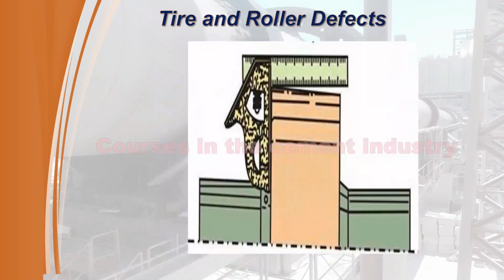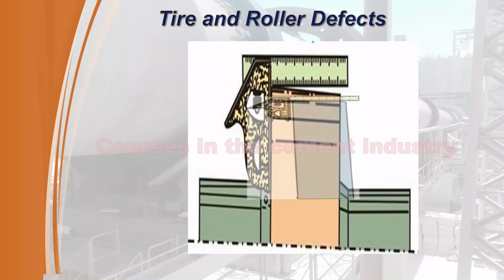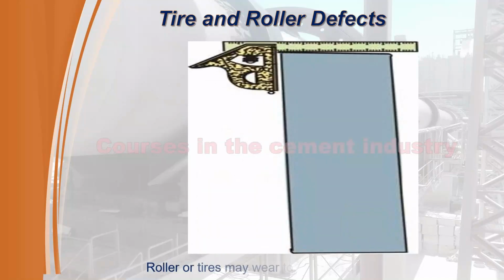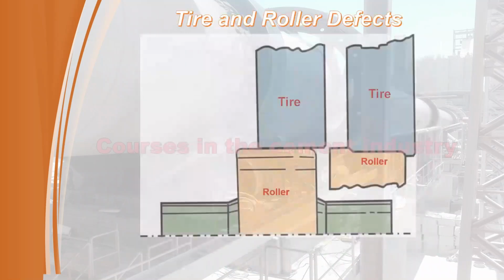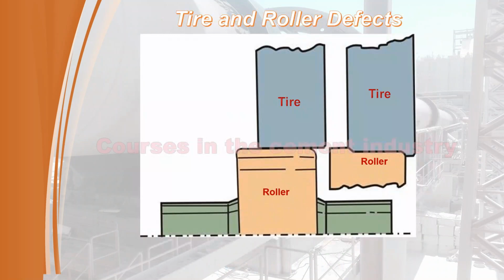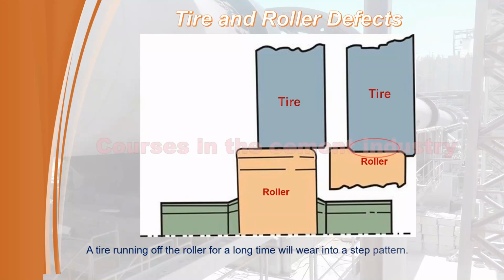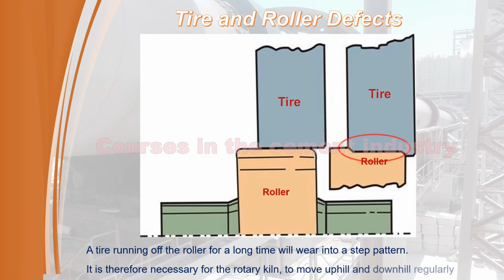See in this figure. The following is noted. Rollers or tires may wear to a conical shape. See in this figure. The following is noted. A tire running off the roller for a long time will wear into a step pattern. It is therefore necessary for the rotary kiln to move uphill and downhill regularly.